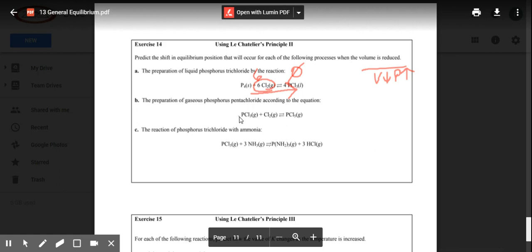For part B, we have 2 moles of gas on my reactant side and 1 mole of gas on my product side. So we're going to move to the side where there's less moles of gas. So that will be the products here as well. For this scenario, we have 3 plus 1, so 4 moles of gas on this side, and we have 1 plus 3, 4 moles of gas on this side. Oh, well, we don't have a side where there's less moles of gas. So guess what's going to happen here? We're going to have no shift for this scenario.